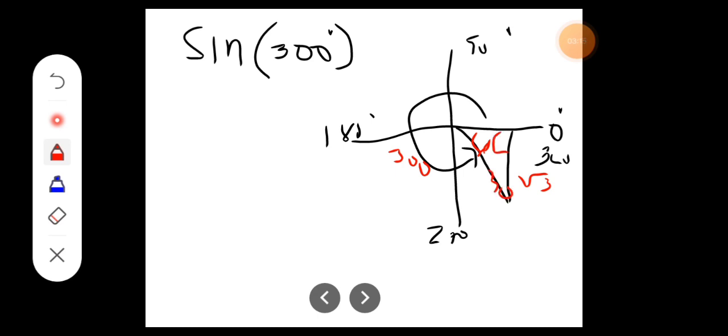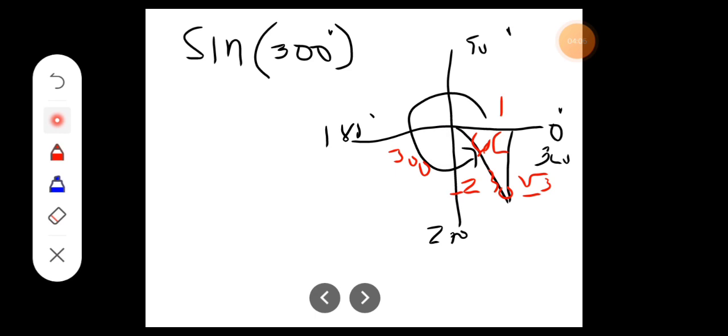But y is negative in quadrant 4, so that is negative square root of 3. Across the 30 is 1, which is positive in quadrant 4. And across the 90, which is the hypotenuse, that's going to be 2, and we're always going to make the hypotenuse positive. Now we can find the value of sine 300 using this right triangle.